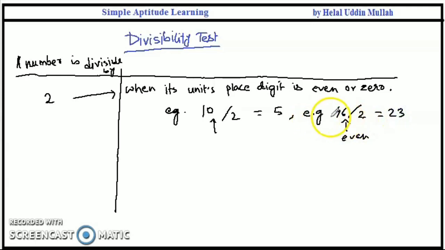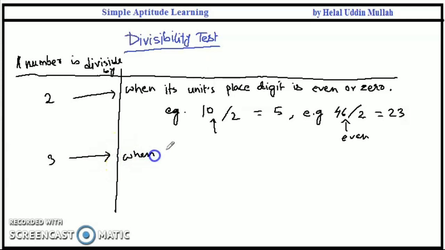So we can check the given number. If it is a big number also, then we just need to check the unit place digit, whether it is an even number or it is a 0. Then we can decide whether the number will be divided by 2 or not. Similarly, for divisibility by 3, it is stated that when the sum of the digits of a number is divisible by 3, then the number is also divisible by 3.